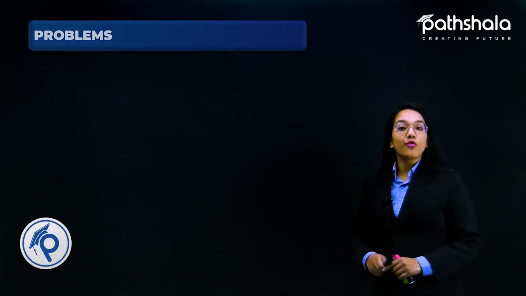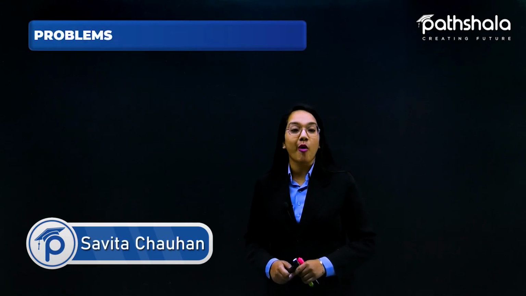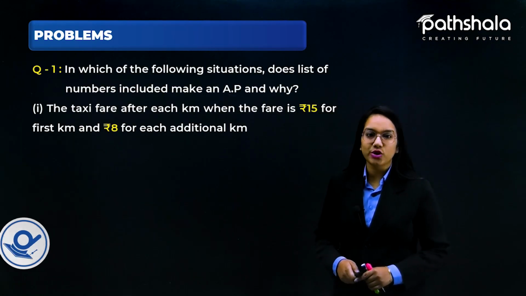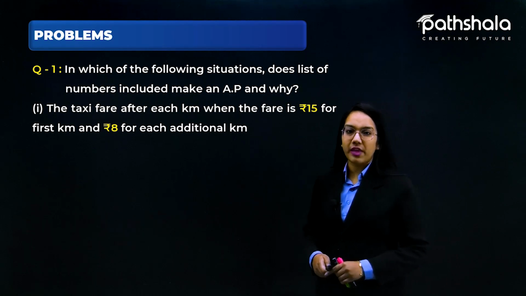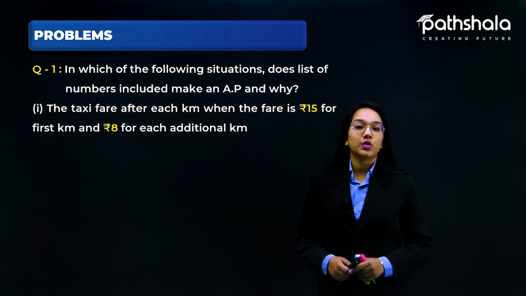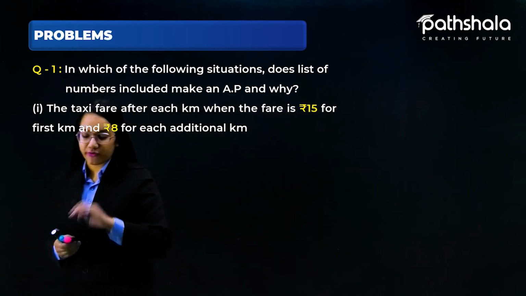Now let's move on towards the problems related to the general form of an arithmetic progression. So let's start with the very first question. It says, in which of the following situations does the list of numbers make an arithmetic progression, and why? There are two parts, but we are taking the very first part first.